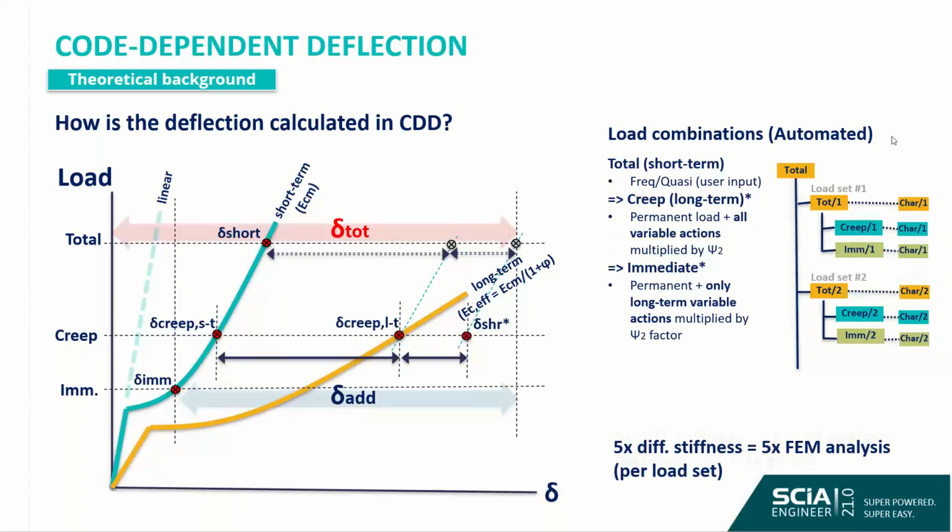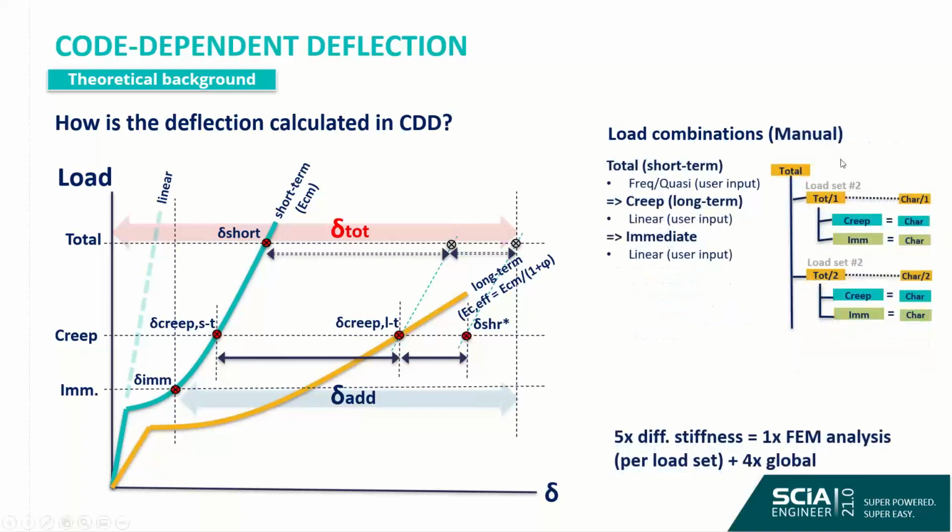And if we have the manual input of the combination, we have again the characteristic combination for this linear total combination. But in case of manual input of creep and immediate combination, we assume that the characteristic combination for this load level is actually the same. So it's again some kind of simplification, which we will see later. Okay, so now maybe it's time to go to SCIA Engineer.